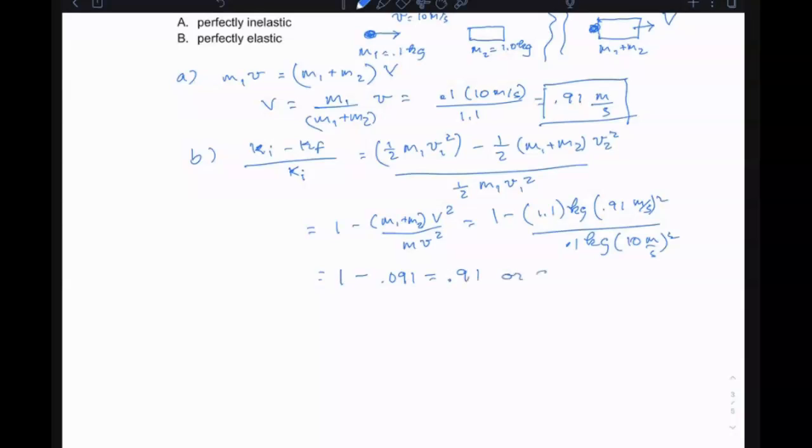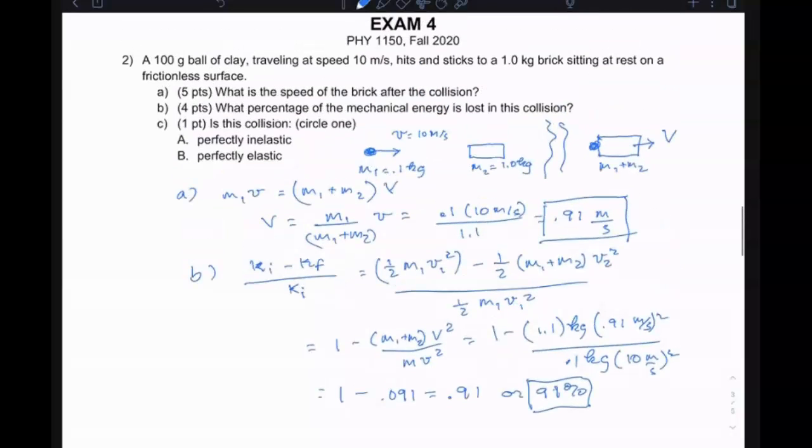Or 91%. So that's part B. And then part C is perfectly inelastic, which is the case whenever you have a collision between two objects, and then after the collision, the two objects are joined together. And that concludes this review of question 2 in exam 4.